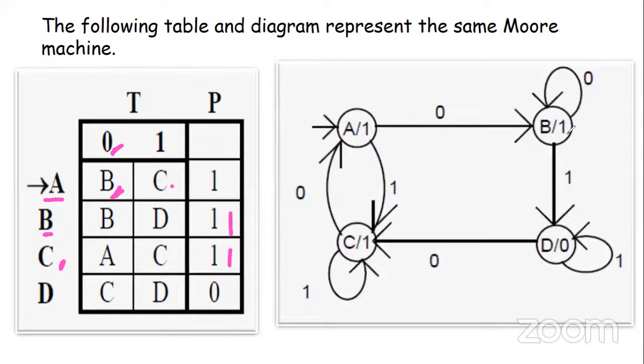So you are at A, you receive a 0, you remain in B, the output of B is still 1. You're at A, you receive a 1, you move to D, the output of D. So you go and look for D, the output, you put it here, 0. That's if the table is not all drawn up. Then you are done. So when you're at C, you receive a 0, you go to A, then at A, what's the value? 1. And you continue like that until the table is complete.